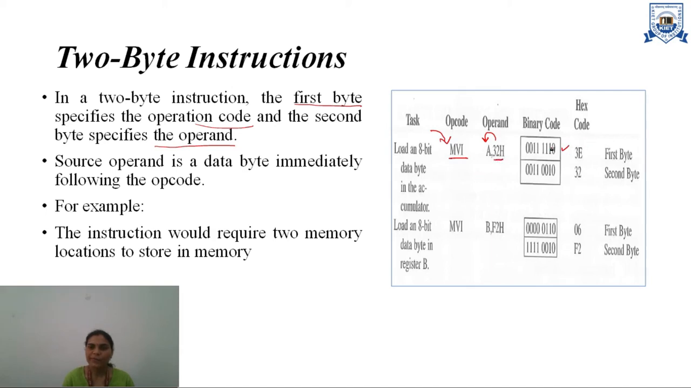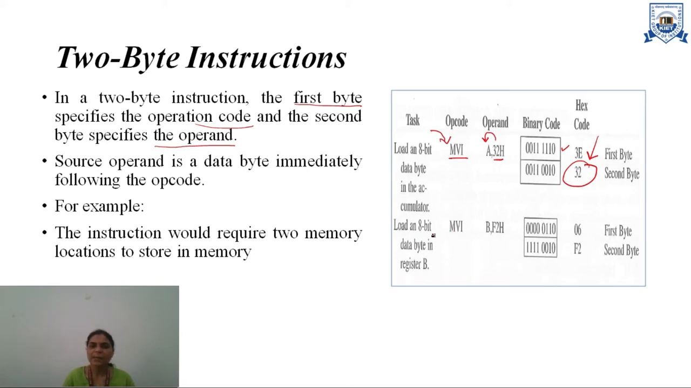So the first byte is representing the opcode, and the second byte is representing the operand. In this case, the value is, for example, 32. Here you can specify any value. So this is the immediate value, where the value is itself present in the instruction.